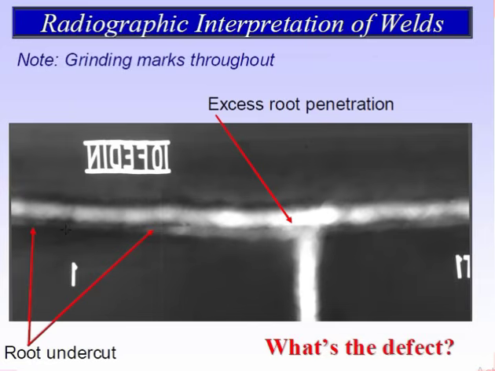In the very few inside, you can see if it is like that, the black one, definitely it is the root undercut or root fusion.